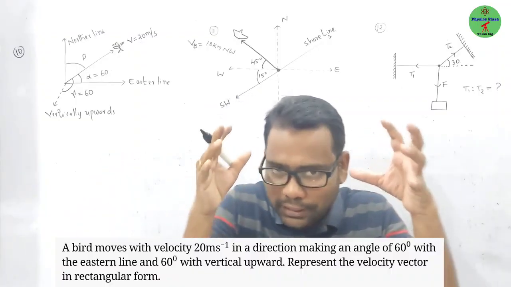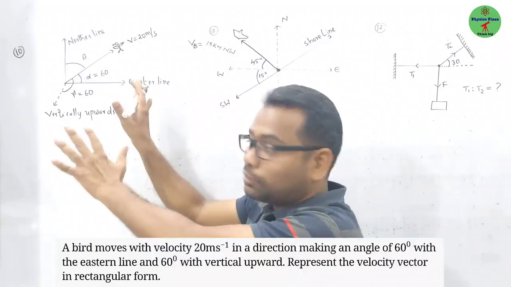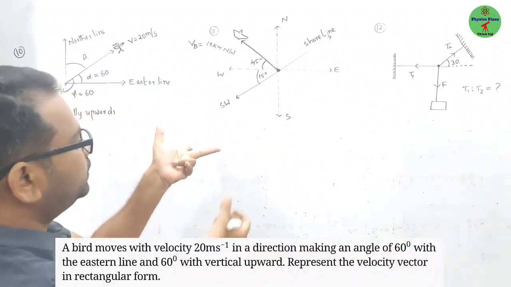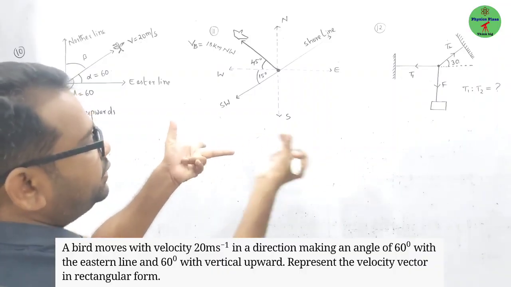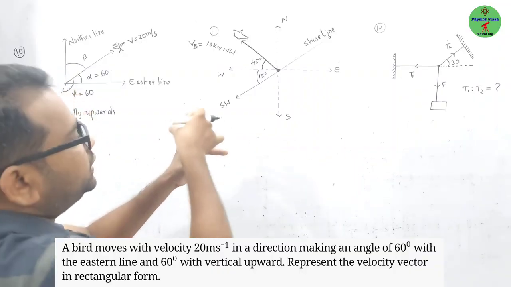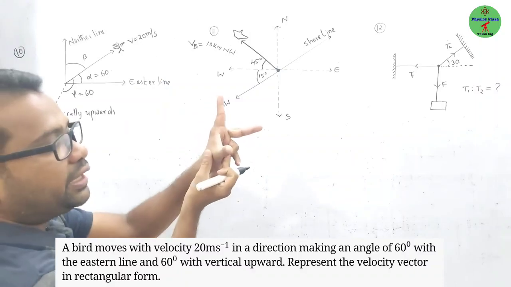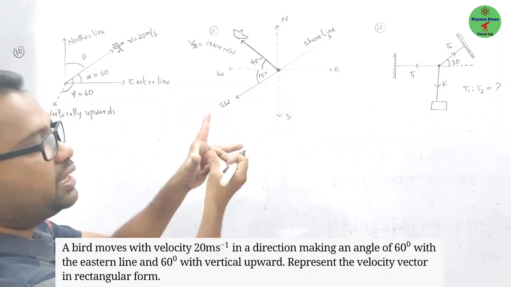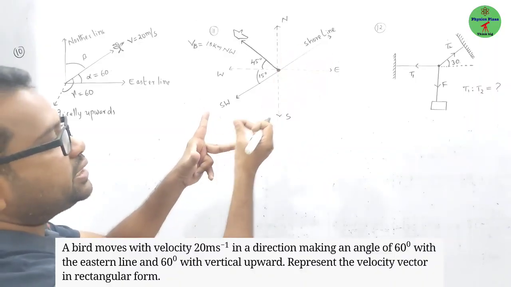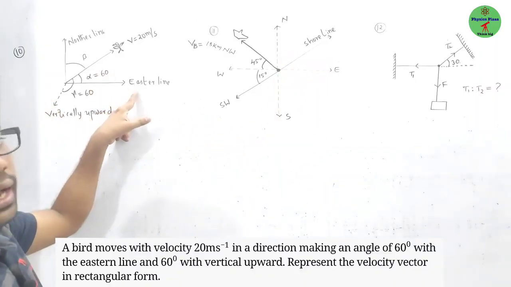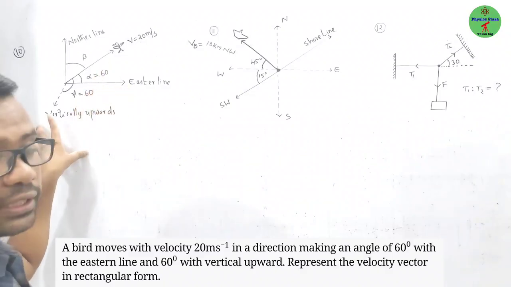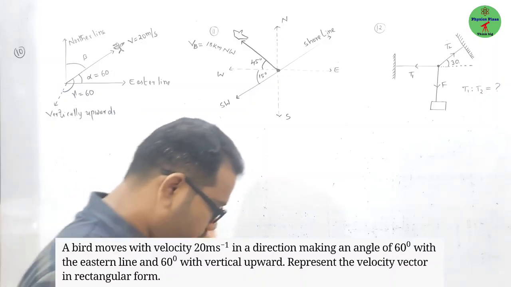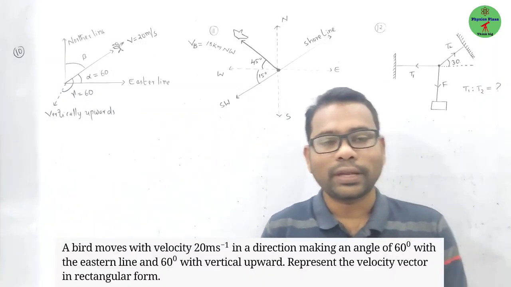The bird is flying in space. This concept is not related to the plane. It is space actually. So let us say this is the eastern line along the x-axis, then this is the northern line, and this is a vertical line to these two. So the bird is flying like this. It is flying in such a way that it makes an angle of 60 degrees with the eastern line and 60 degrees with the vertically upward direction, that is along the z-axis. Now they are asking us to calculate the resultant velocity of the bird.